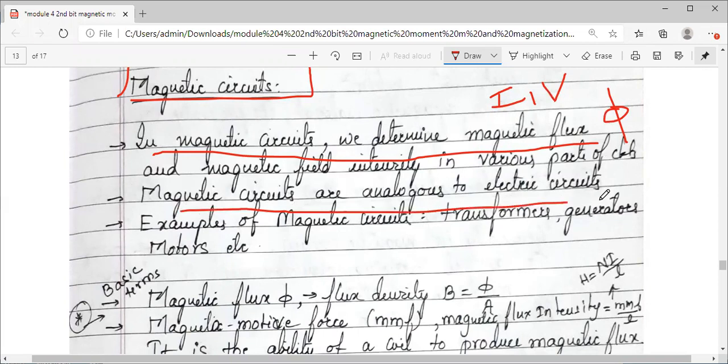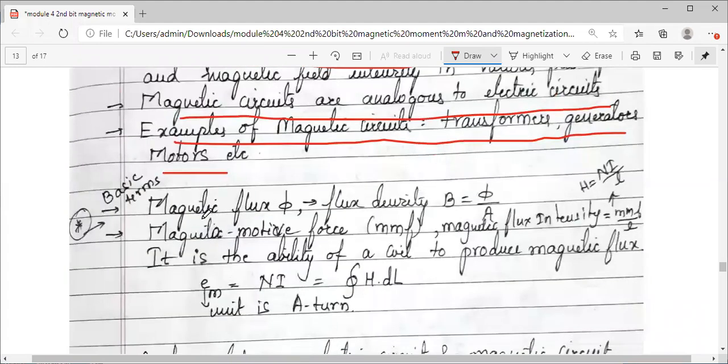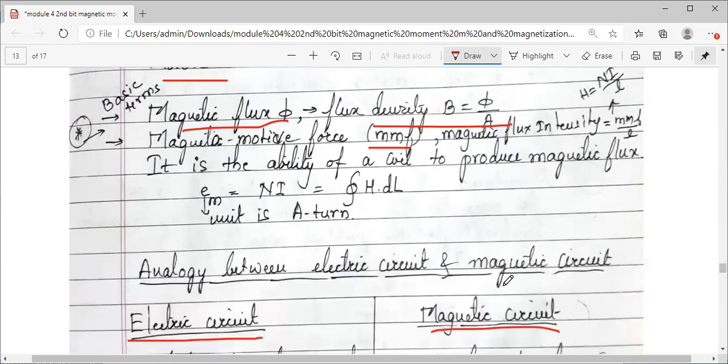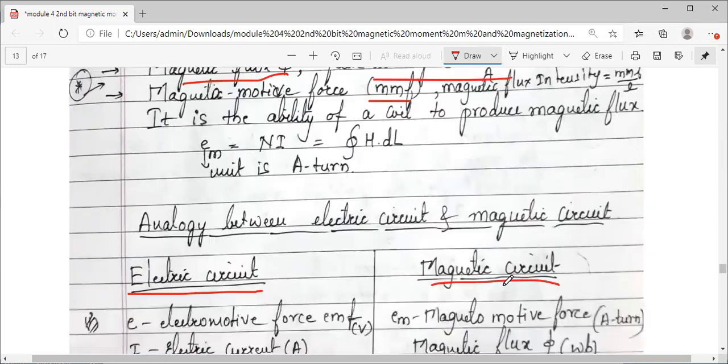Magnetic circuits are analogous to electric circuits. Examples of magnetic circuits are transformers, generators, motors, etc. Now, some of the common terms that you come across in magnetic circuits are flux, flux density, and MMF, just like EMF, electromotive force. You come across magnetomotive force here, MMF. What else? Yeah, these many basic terms you come across. We will study those definitions.